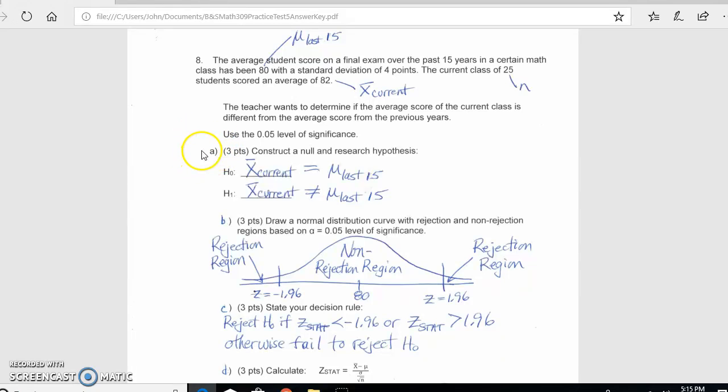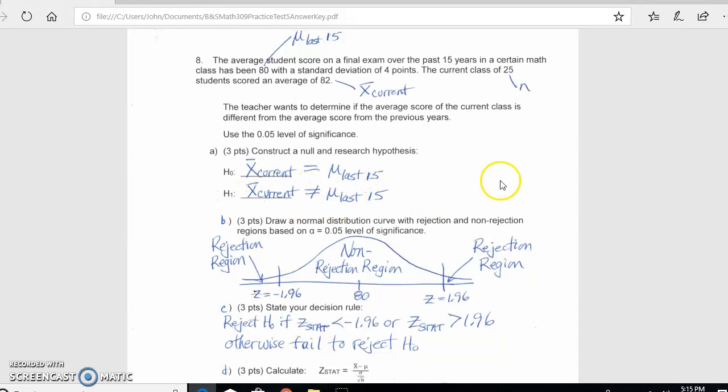In letter A, we're asked to construct a null and a research hypothesis. The null hypothesis always states that there is no difference. In this case, no difference between the sample mean of the current class and the population mean of the last 15 years. The research hypothesis always states that there is a difference, and so they're not the same. The sample mean of the current class is not equal to the population mean over the last 15 years.